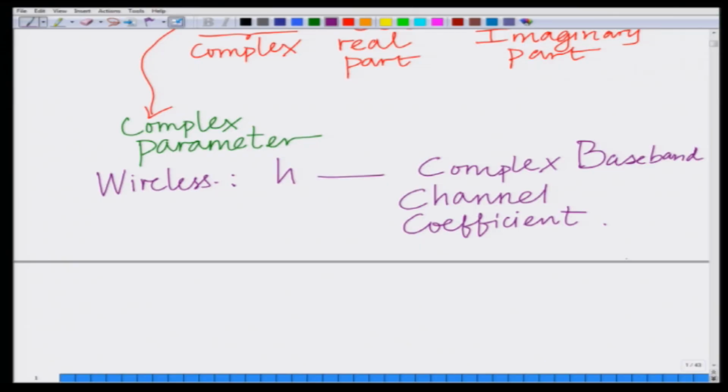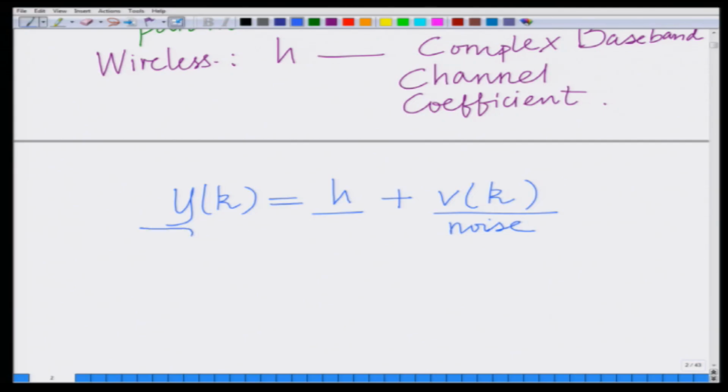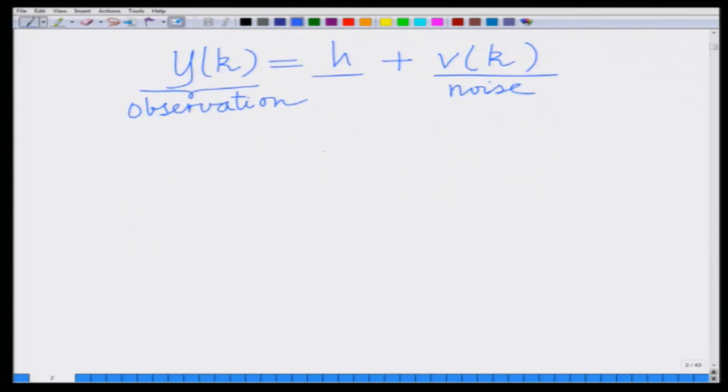Now, the same theory that we have developed so far for the estimation of a real parameter can be extended in a very straightforward fashion to the estimation of a complex parameter, and that is what I am going to illustrate now. So, let us again consider the noisy observation model. Remember, the noisy observation model is yk equals h plus vk, where h is the parameter, v is the noise, and y is the observation. Now, one can extend this to a complex parameter.